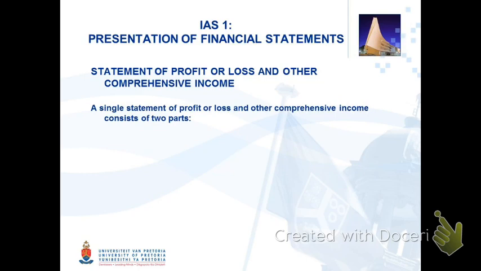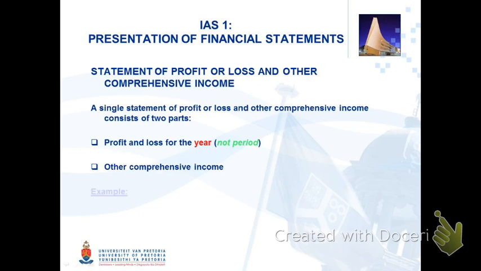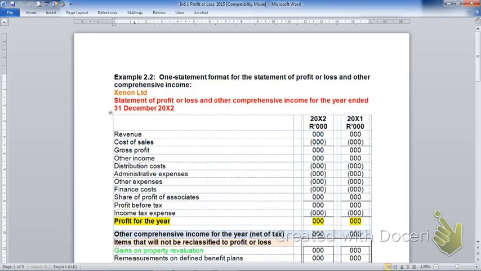Now, if we are going to draw up a single statement of profit or loss and other comprehensive income, it will consist of two parts. Firstly, your profit and loss part, and then secondly, your other comprehensive income part. Now, that is the single statement approach. If you have two statements, then of course these two items will be included in separate statements. But let's have a look at the example.